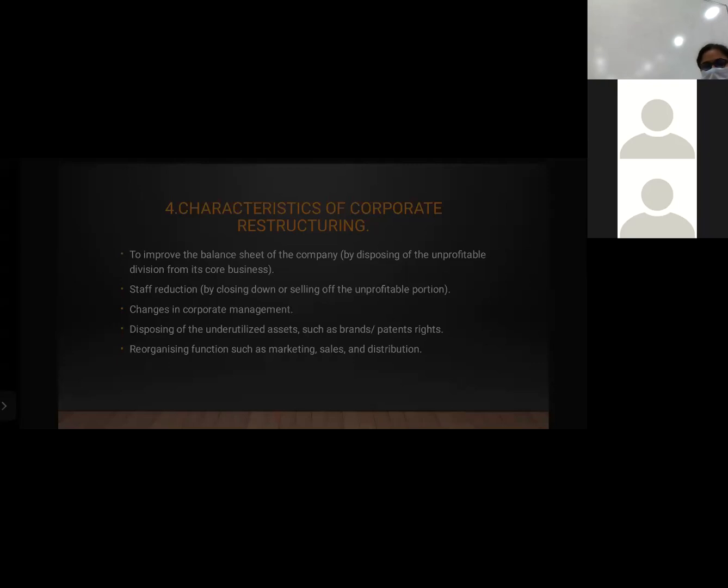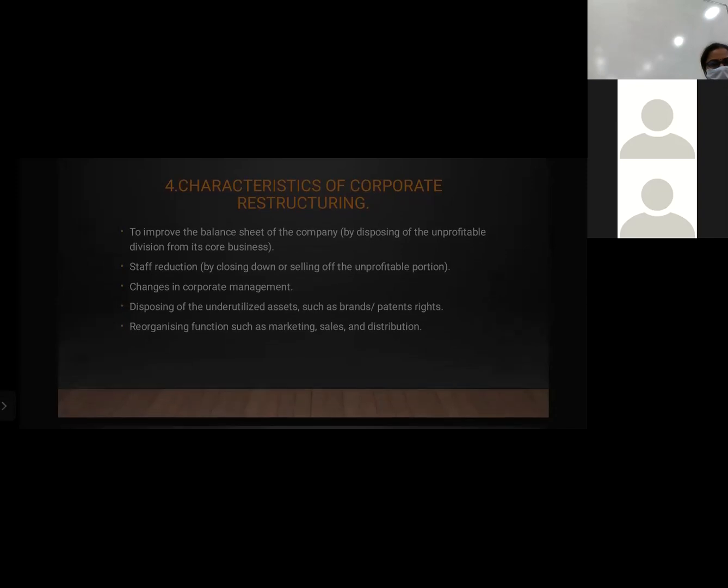And second point is staff reduction. This is done by closing down or selling the unprofitable portion. It occurs when an employer institutes a mass termination of employees in an effort to reduce the cost. And third point is change in corporate management. It is defined as the method or manner in which a company describes and implements changes within both the internal and external parts of the organization.